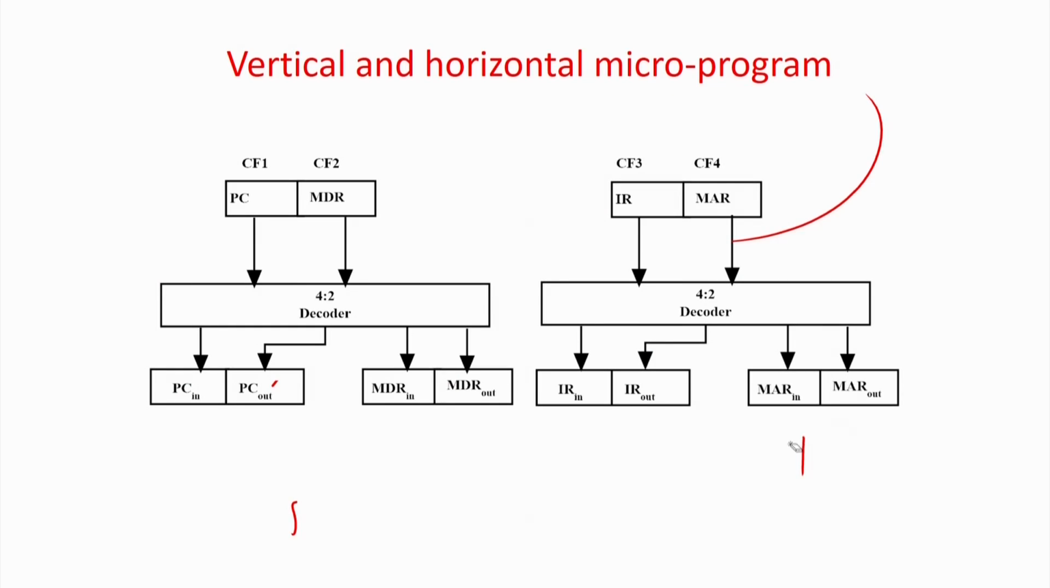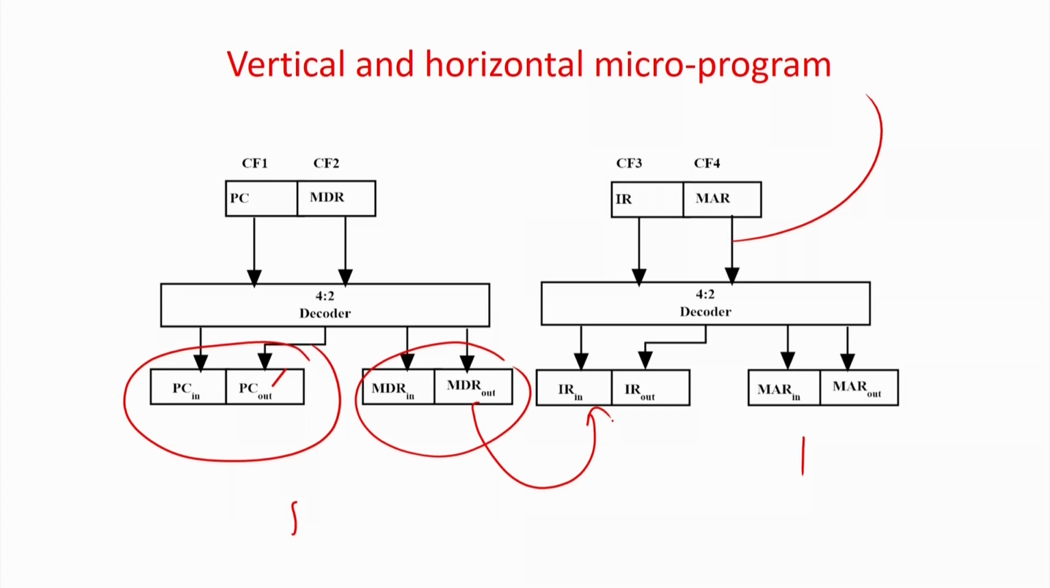So this is actually called a hybrid kind of approach. It is neither fully horizontal nor fully vertical. Here they have made clusters of PC in, PC out, MAR in, MAR out. Generally we always try to put in and out of a port in one cluster, because PC in and PC out do not need to be 1 simultaneously. Similarly, memory data register in and memory data register out together you do not require, but generally we can have memory data register out and instruction register in simultaneously. So this one I can make 1 and this one I can make 1 together.